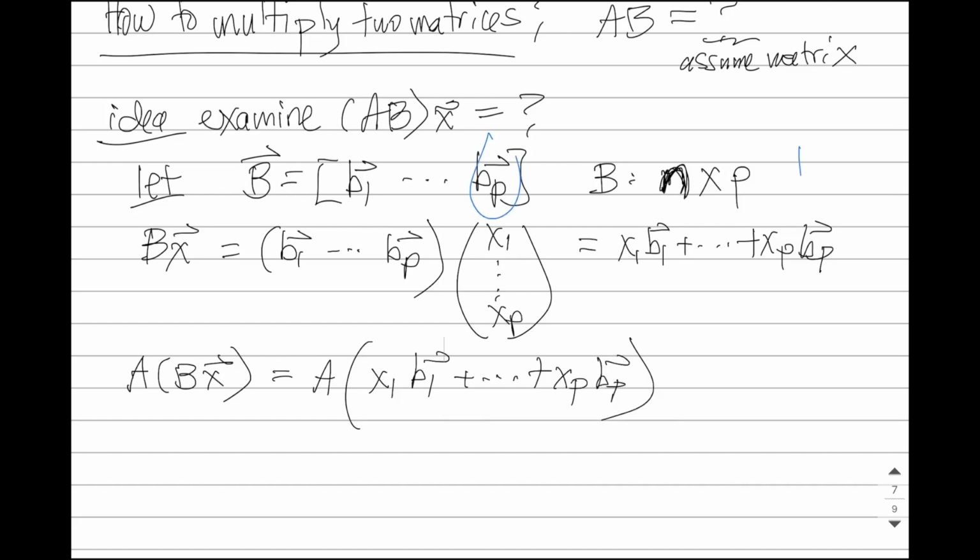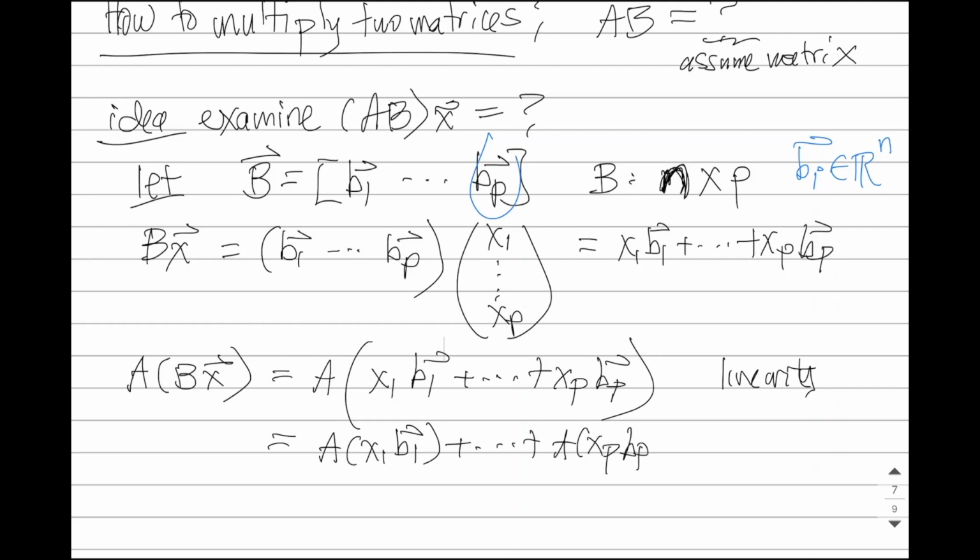Each one of these columns, each one of these b's, has to live in Rn. They have n entries. Let's use linearity over here. So I can go like this: A times x1 b1, all the way down to A times xp bp. I can use linearity again and take out all these x's. They're all constants. A b1, down to xp A bp.